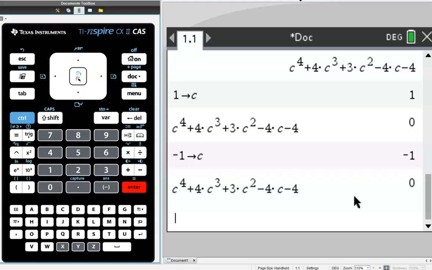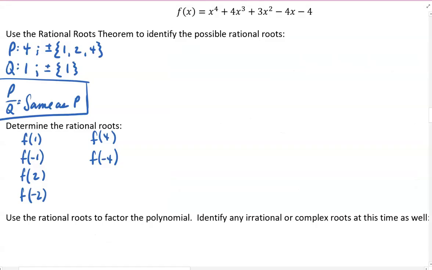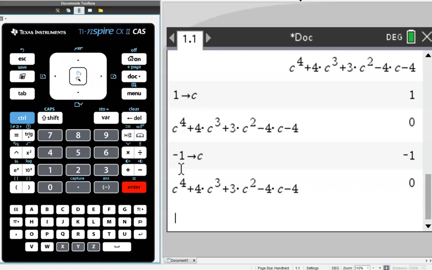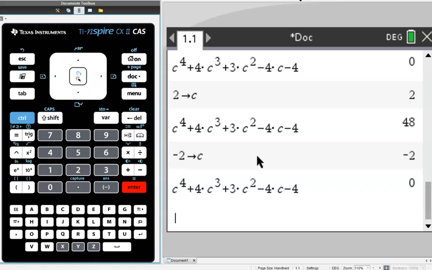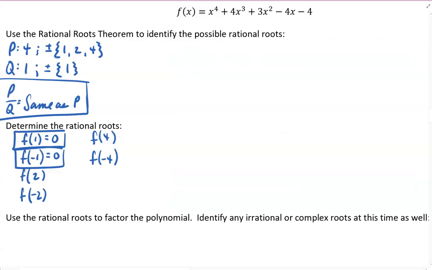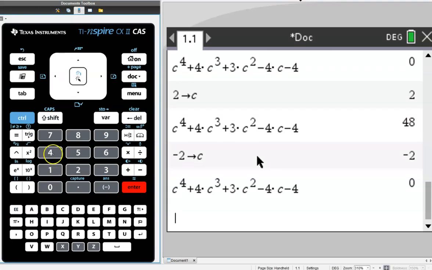Now you'll notice again with this example, both 1 and negative 1 right off the bat produced zeros. So it's real tempting for me just to use synthetic division to finish this out, but I'm going to go ahead and check the rest of these: 2, negative 2, 4, and negative 4. Now by checking 2 and negative 2, I see that 2 did not work, but negative 2 did. And let's see if we can find the last one between 4 and negative 4.